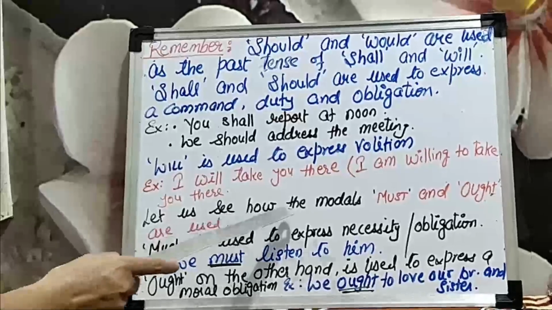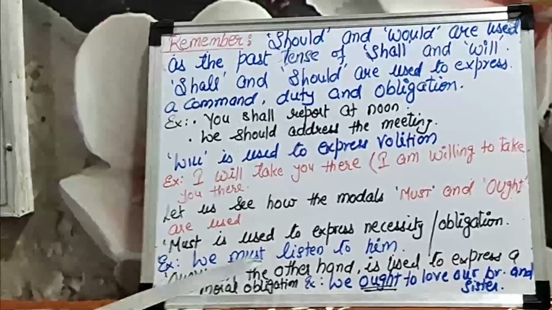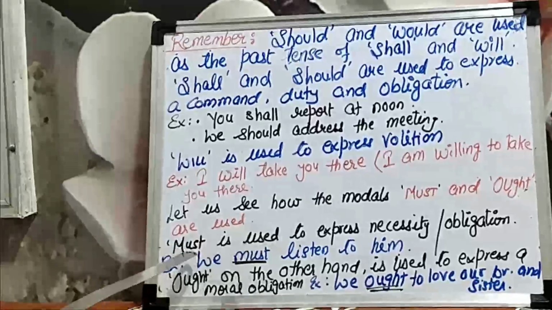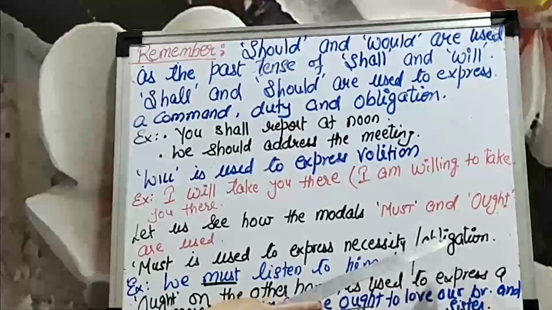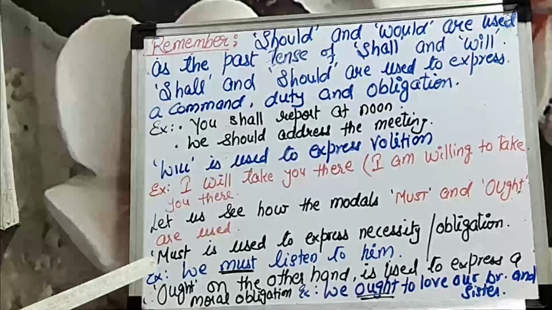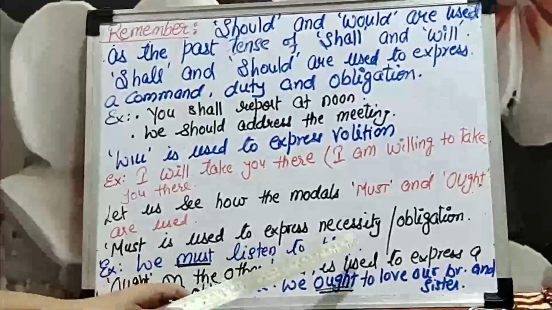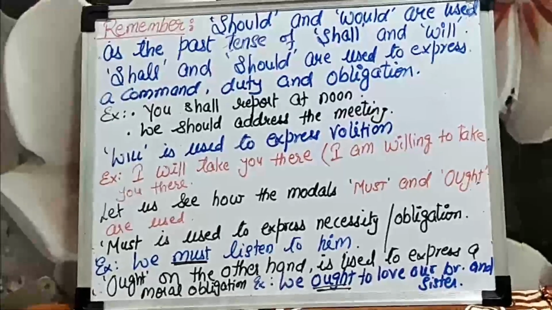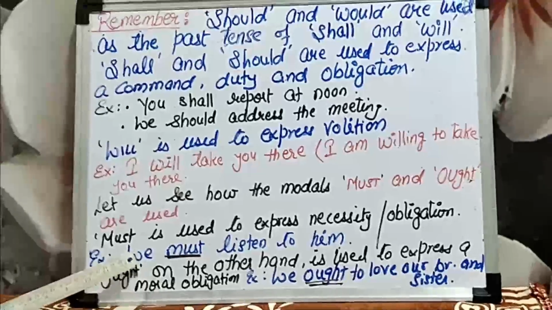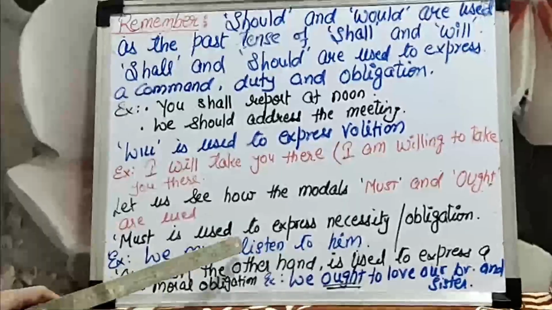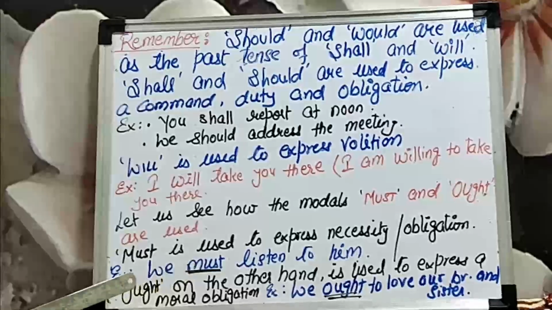Let us see how the modals must and ought are used. Must is used to express necessity and obligation. मस्ट कब यूज़ होता है? मस्ट जब यूज़ होता है जब हमको कोई चीज़ एक्सप्रेस करनी होती है नेसेसिटी या ऑब्लिगेशन में. We must listen to him. हमको उनकी सुनना चाहिए, means must.